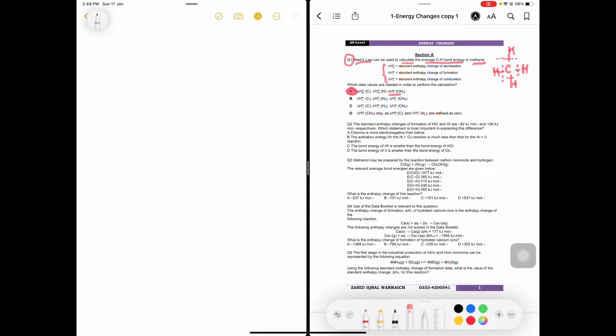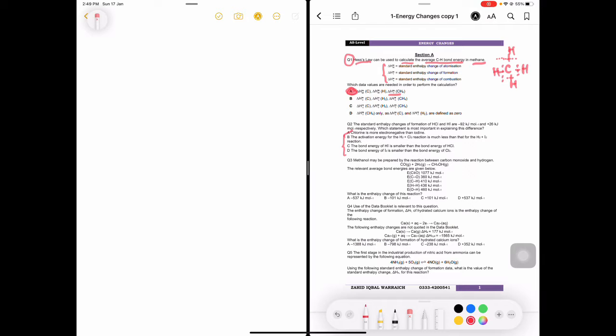Okay, so let's see what we have in the second question here. They give you the enthalpy change of formation of HCl and HI, and they ask which statement is the most important in explaining these differences. They give you that chlorine is more negative than iodine, so you can actually remove option A because electronegativity doesn't correlate with the enthalpy change of formation. And let's consider the left three options here.